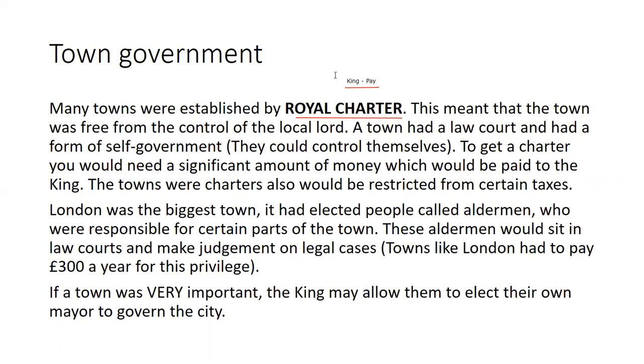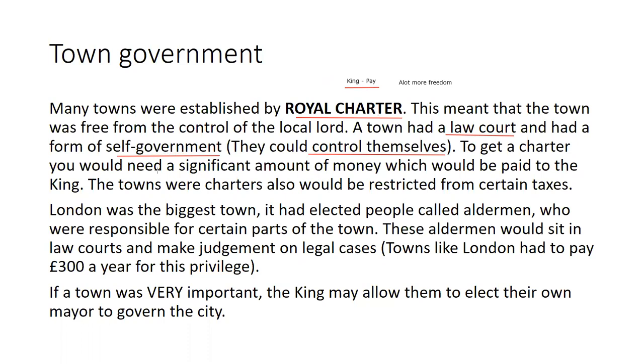So what a royal charter gave a town was a lot more freedom than say a village. The village is under the control of the lord of the manorial estate. Then you have people like the bailiffs, the reeves. A town, if you get a royal charter, you are free from that control. You can control and run yourself. So what does this mean? Well, it means that a town has a law court. They have their own court and had a form of self-government. And what that means is they can control themselves.